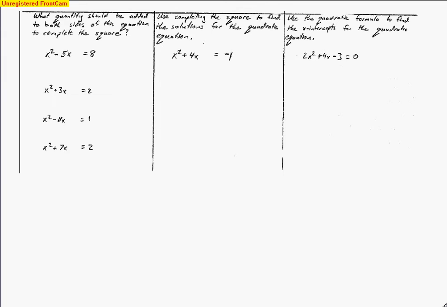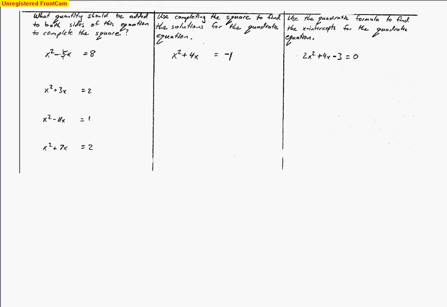These are the last three problems that you're going to see for Algebra A's Test 5, Quarter 3. And so the seventh problem you'll see, which is right here, is going to ask us to complete the square. What should be added to both sides to complete the square?